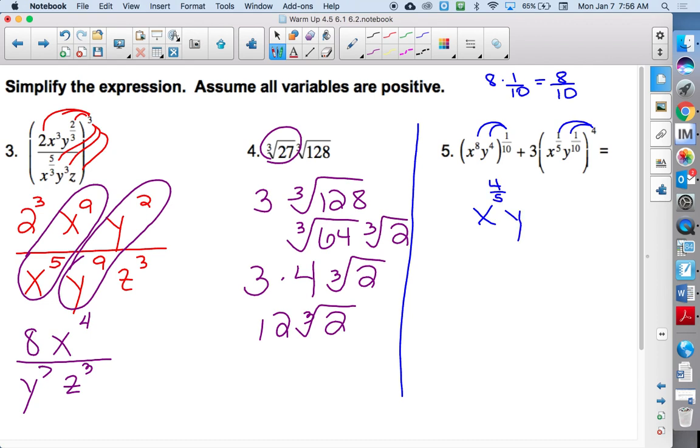All right, Matt, how about the next one? 4 times 1/10, which is 2/5. There you go. So now we have x to the 4/5, y to the 2/5. There's a 3. That 3 is outside the parentheses, so it stays outside. It does not get affected by the 4. And then, Matt, what would be the exponent of the x and y in parentheses after you distribute? X to the 4/5.